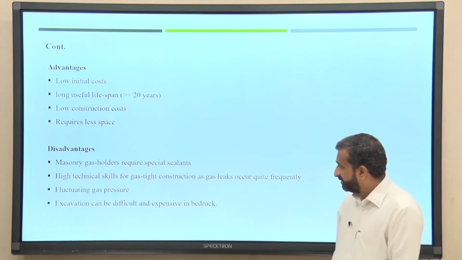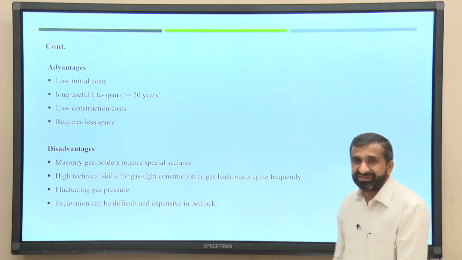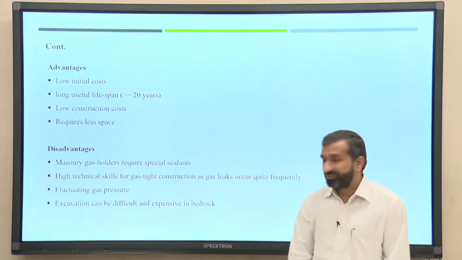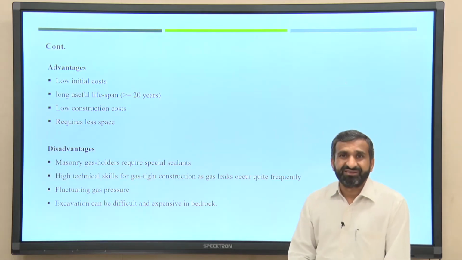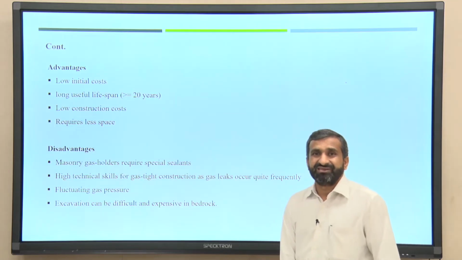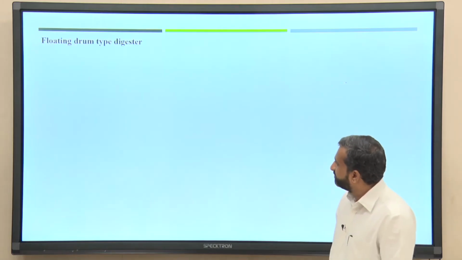Fluctuating gas pressure, and excavation can be difficult and expensive in bedrock. Because the entire reactor is underground, excavation will be required, and if there is bedrock, in those cases the excavation is not easy.